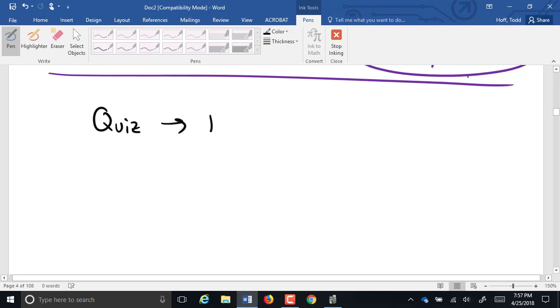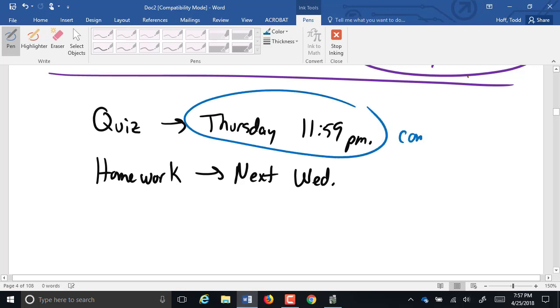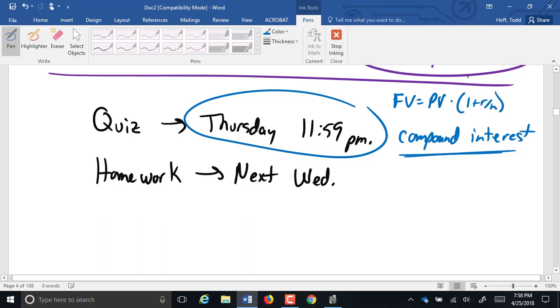There is a new quiz due tomorrow. That is Thursday at 11:59 p.m. There's new homework due for next week. Now, that quiz, remember, that's on compound interest. That's that simple formula. That's just the one set of parentheses, okay? The simple formula, where future value is equal to present value times 1 plus r over n to the power of nt.